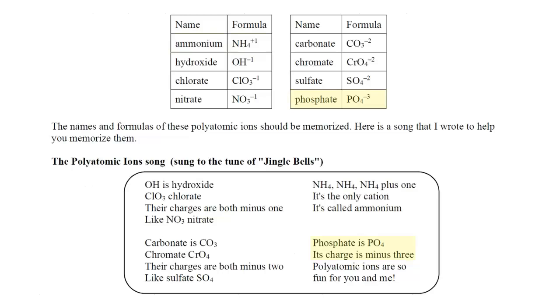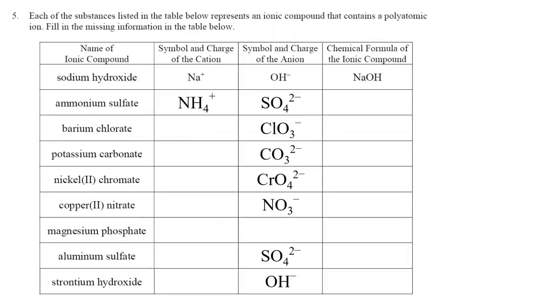Polyatomic ions are so fun for you and me. So there's phosphate, PO4, 3 minus. And so now I'm not done with this table, but I have found all 8 of the polyatomic ions that I have asked my students in my chemistry class to memorize. So what's left? Well, what's left are all the monoatomic ions. So for example, sodium is a monoatomic ion, it's Na+.